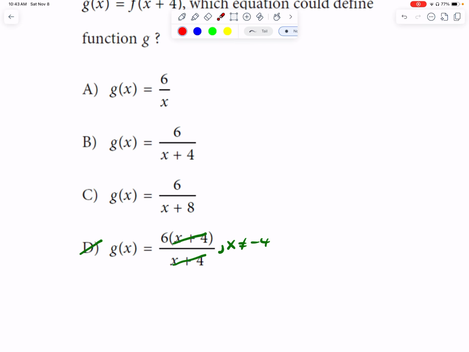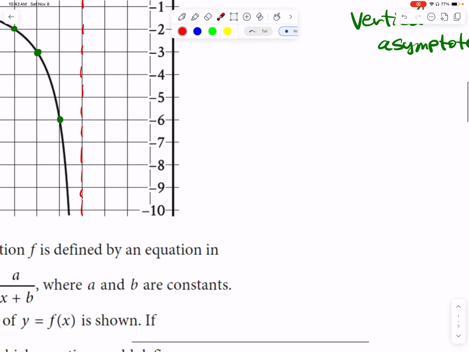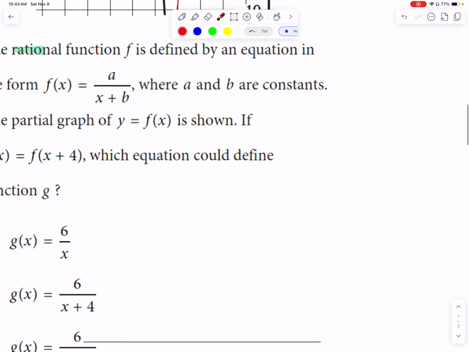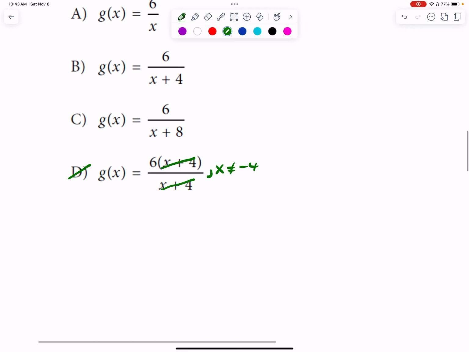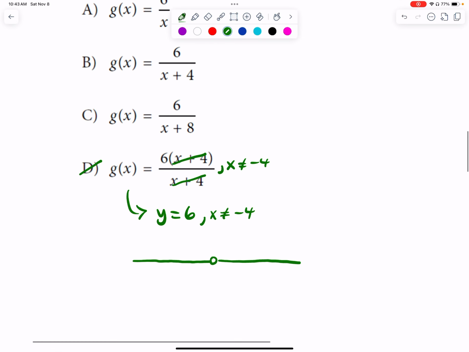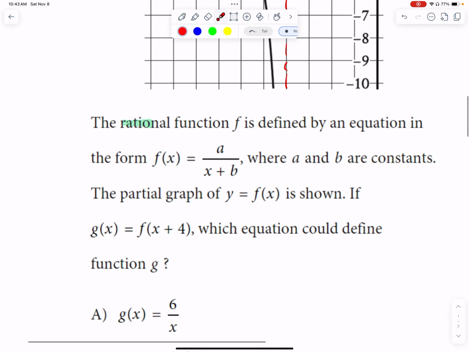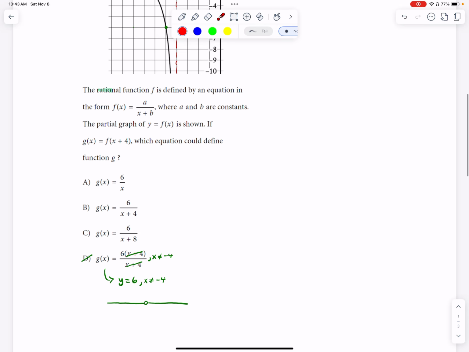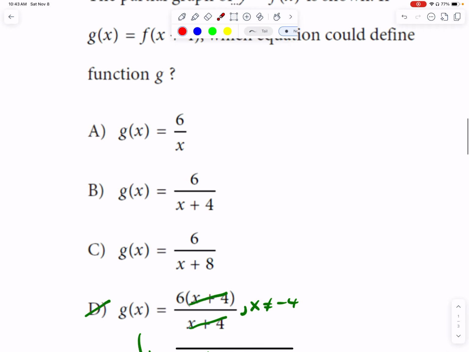Because if x was equal to -4, then you've got 0 divided by 0. Now that one doesn't make a vertical asymptote. What that actually does is it makes a tiny little hole in your graph. Essentially what this would turn into is y is equal to 6. That's a horizontal line, but x cannot be equal to -4. So it's a horizontal line with a tiny little hole in it right there at -4. That's not what's happening here if all we do is add 4 to our x's to get g, right? Okay, so that one's eliminated. Then it's just these three answer choices.